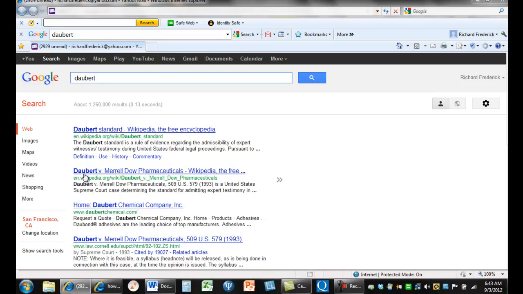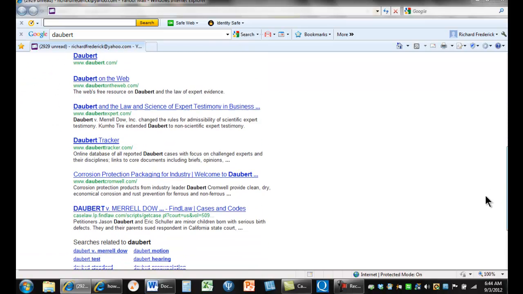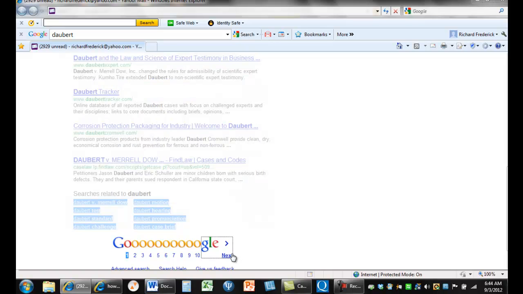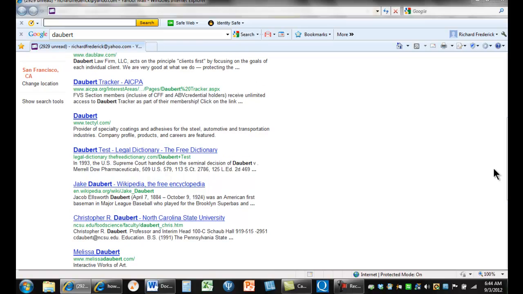Here is the case Daubert v. Merrell Dow. So this was a civil suit. You have civil suits, you have criminal suits. Criminal suits will have a state name in there, not two parties. And Daubert was a very, very big case. And you can just keep going on and on and on. Daubert Tracker is a really interesting site just to show you cases that follow Daubert, other cases, which is part of your assignment this week.